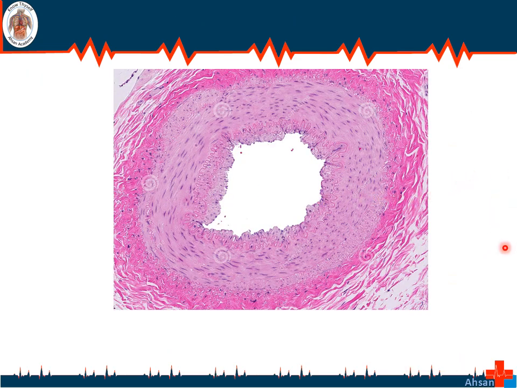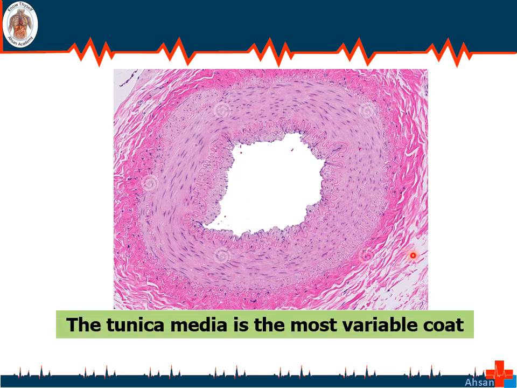You can see the histological section of an artery, and this is the endothelium. After that you can see an elastic lamella, that is the red mark. Then the media starts, then the external elastic lamella, and this is the adventitia. Outside this is connective tissue; the adventitia is continuous with the connective tissue.